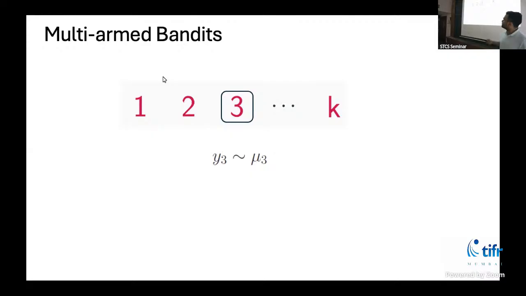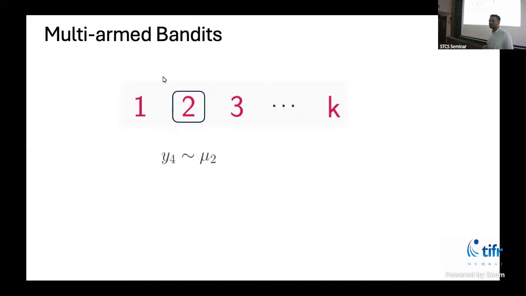The learning goes like this. Similarly, in the fourth round, say the algorithm draws arm 2 and observes the corresponding reward. The learning goes on like this for capital T rounds, and at the end the algorithm's goal is to find the best arm. Is this best arm identification? No, I'm coming to that. Yes, find the best arm.